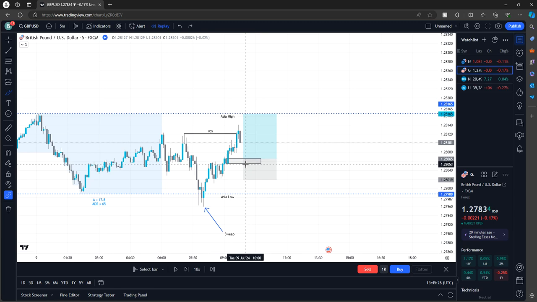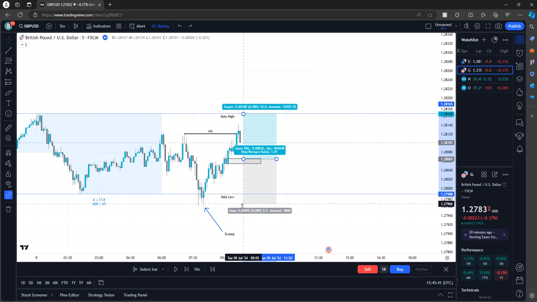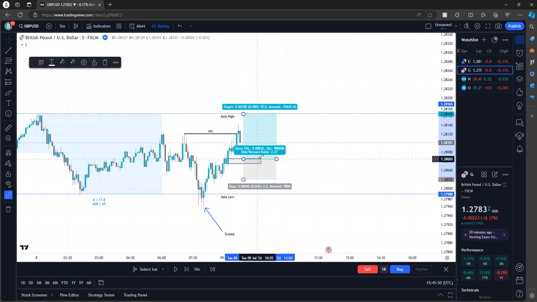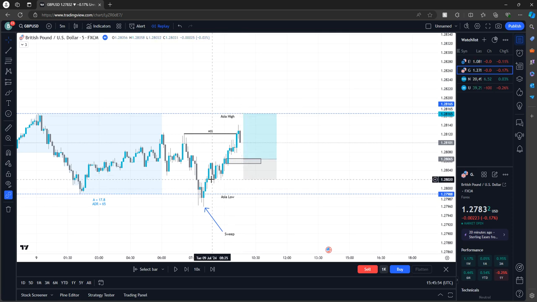Now that we've set our order block, we can set our entry point from the order block. We're going to be targeting the opposing liquidity, which is the Asia high, and we're going to be putting our stop loss below the low. Now some of you may ask, why don't we put our stop loss down here? That's because that makes our risk to reward a 0.9. Our risk to reward today is a lovely 2.22 because we've put our stop tight, just below the low.